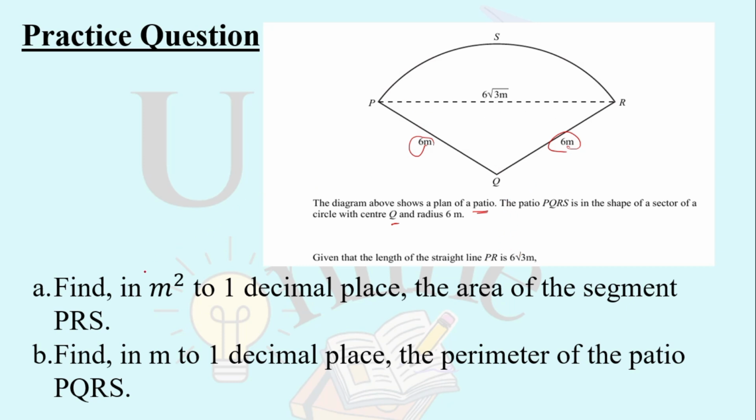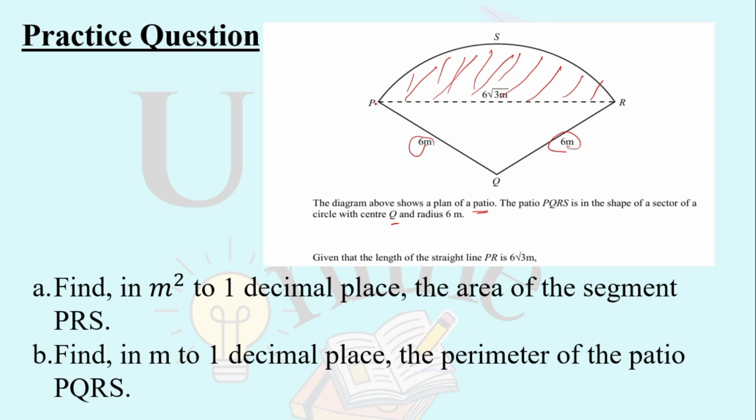Find in meters squared to 1 decimal place the area of the segment PRS. So we should find the area of this segment. This is our duty. We learned how to find it, and now we are going to apply it. Then find in meters to 1 decimal place the perimeter of the portico PQRS.